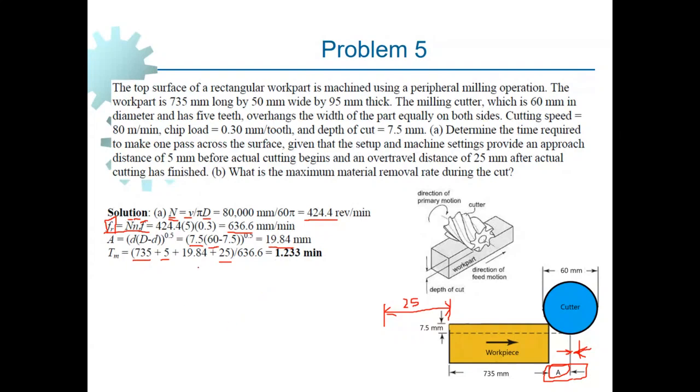allowance. And then if we put all this together, total length divided by feed rate gives us the time needed for machining of this pass, taking one pass from the top face of the workpiece. Okay, is there any question on this?